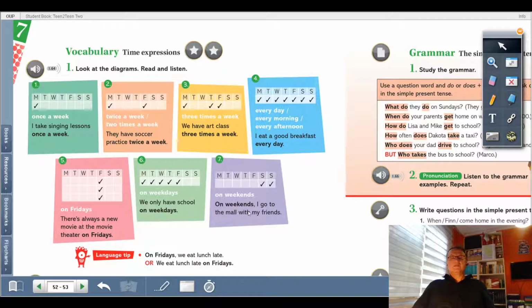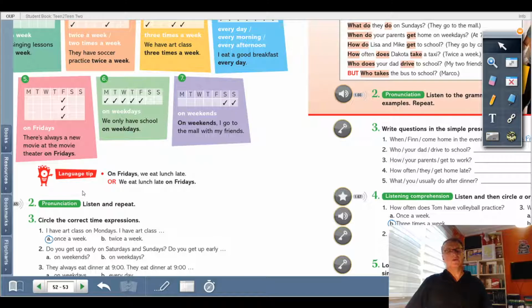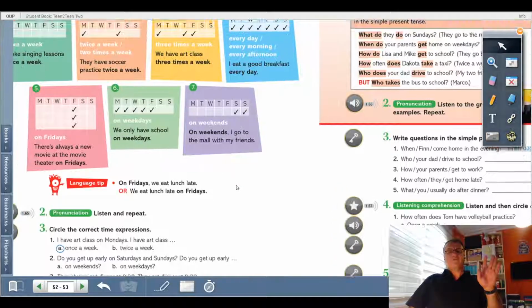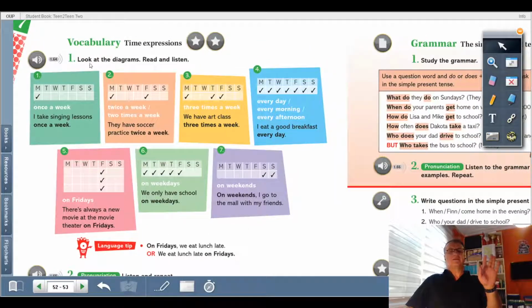On weekends, I go to the mall with my friends. Mall, the shopping mall. Shopping center, you can say. Well, mall is American English. Shopping center is British English. So let's look at here. What should you be careful about? On Fridays, we say on Fridays at the beginning of the sentence or at the end of the sentence. You see, on Fridays, we eat lunch late. Or we eat lunch late on Fridays. Okay, if you have understood, now let's read and listen.